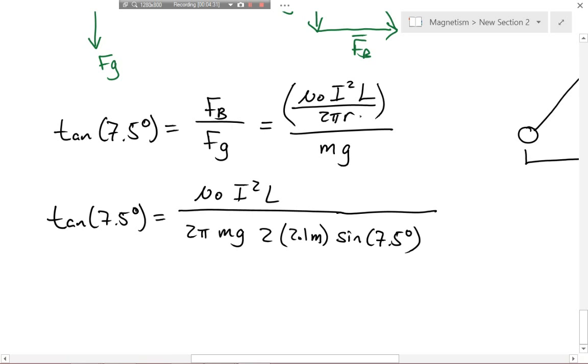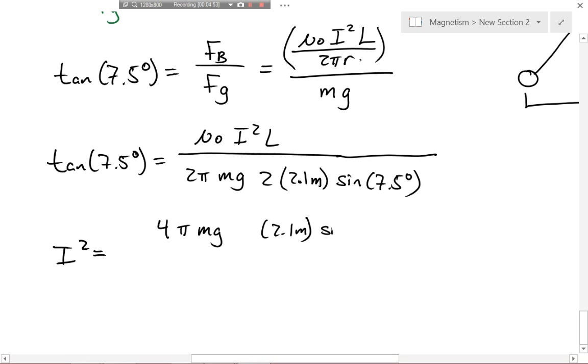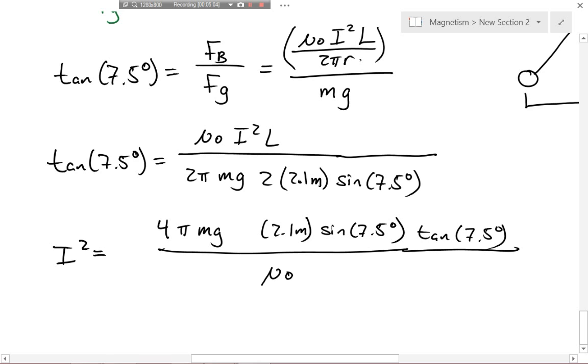And now what I need to do is solve for the current. If I just rearrange this to solve for the current, I can see that I squared is going to be equal to 2 pi mg, 2 times 1.2 meters. Actually, let me go ahead and combine these two 2's. So this is 4 times sine of 7.5 degrees, times tangent of 7.5 degrees, divided by mu naught L. Now if I just square root both sides, I have the current is going to be equal to the square root of this.